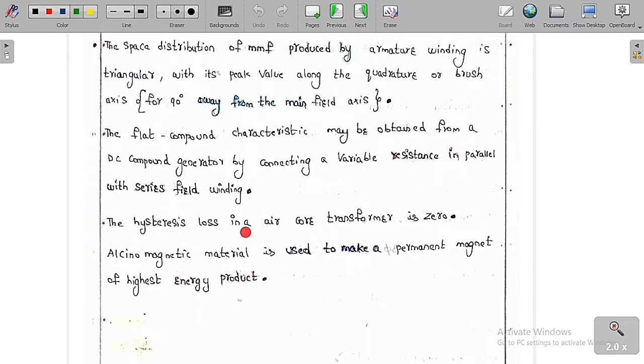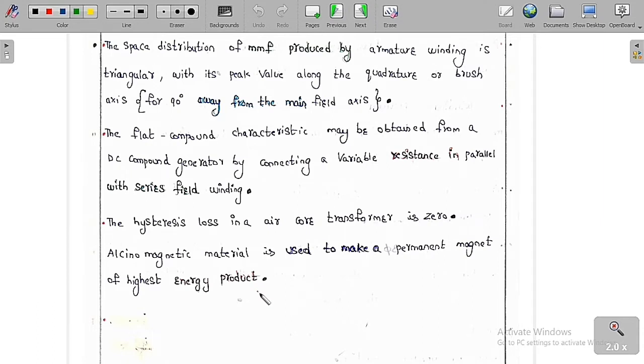The hysteresis loss in an air core transformer is zero, because hysteresis loss happens only when there is a core. If there is no core, hysteresis loss is always zero. If there is a core, definitely hysteresis loss will occur. But if there is no core, it is simply air, then the hysteresis loss is equal to zero.